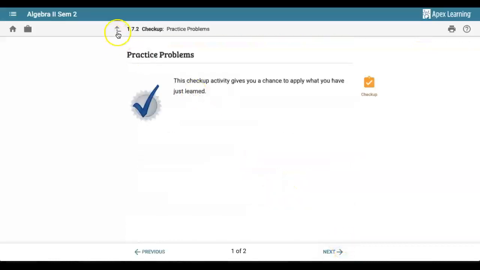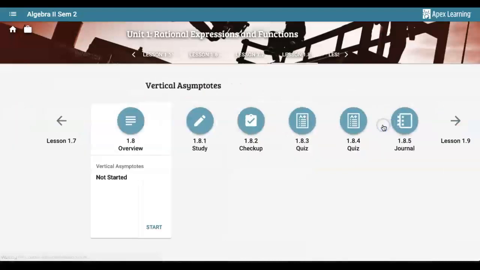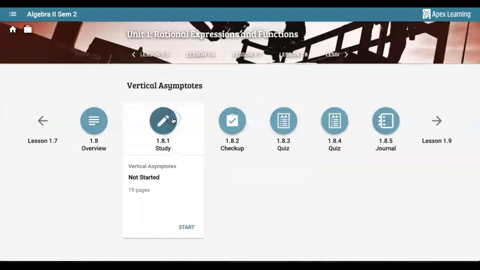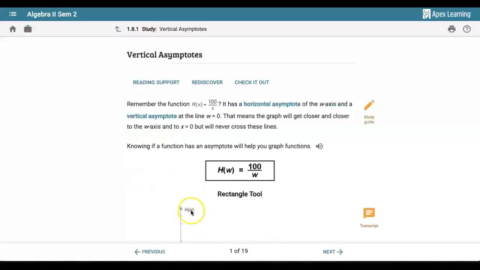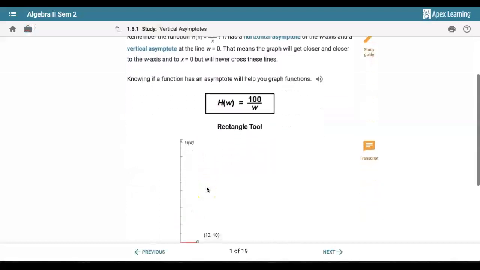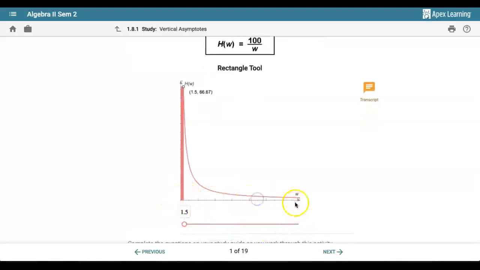All right. Hopefully not too terribly difficult. And again, there's one quiz we have to complete right there. All right, so the 1.7. Looking at 1.8, okay, now we're going to deal with those things called vertical asymptotes. Okay, so looking at vertical asymptotes. All right, so we realized that this function had a horizontal asymptote at y equals 0.